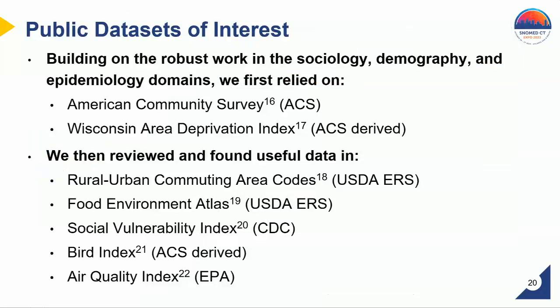So when we reached out to our colleagues in the sociology, demography, and epidemiology communities, we found a wealth of information out there. We found in the US, the census curates the American Community Survey, which contains very granular data on very small population areas. And then we found numerous derived data sets from that. We also found environmental factors that were of interest, such as the air quality index or the Food Environment Atlas. And we thought that these could help round out the available data representation that we have on our patients.